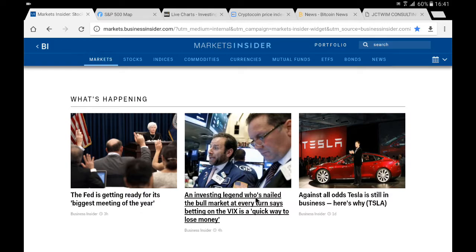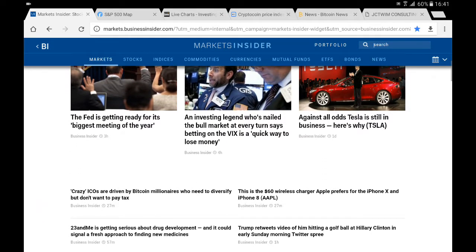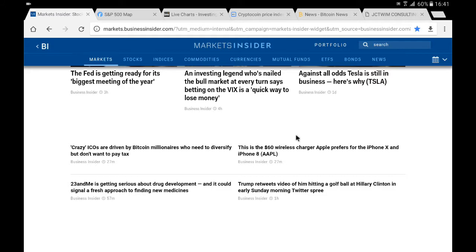And over here, an investing legend who nailed the bull market at every turn says betting on the VIX is a quick way to lose money. And over here, what do we have? Tesla. Against all odds, Tesla is still in business. Over here, so an article on Tesla. So for you guys watching Tesla, the stock is going up. So take a look at that. Over here, talking about ICOs, crazy ICOs are driven by Bitcoin millionaires who need to diversify but don't want to pay tax.